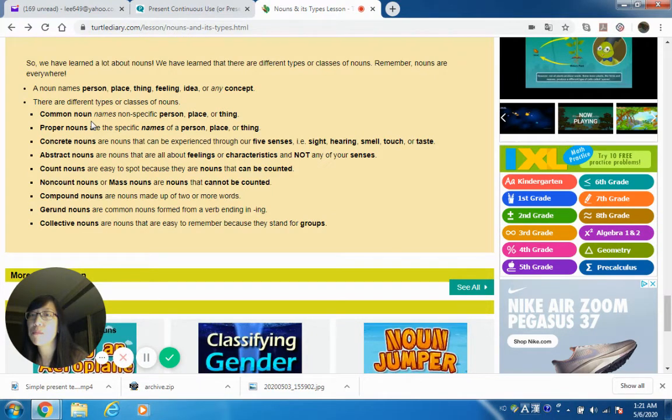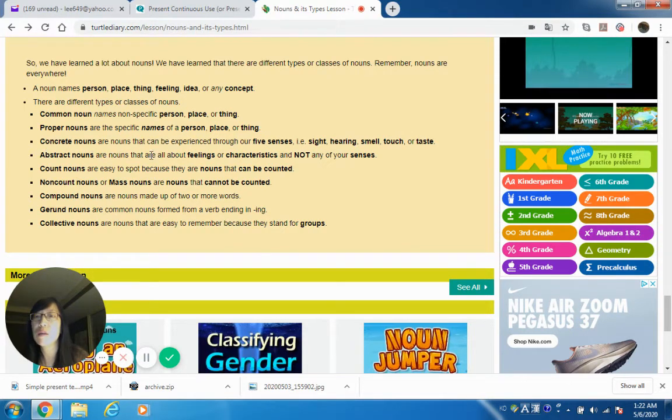A common noun names a non-specific person, place, or thing, feeling, idea, concept, all of the above. Proper nouns are the specific names of a person, place, or thing, feeling, idea, or any concept.